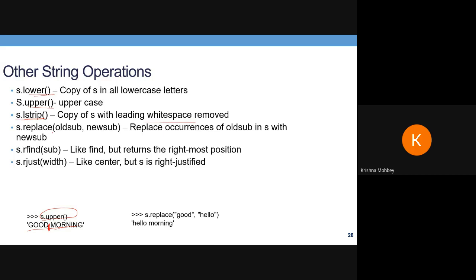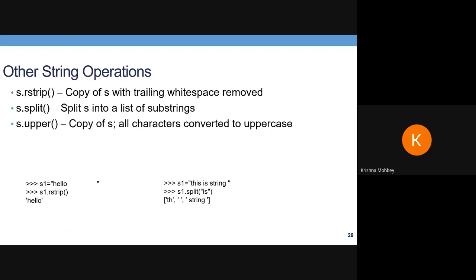We can replace some of the content with new content. Like you can see here, the good and hello we have passed here. So S dot replace good with hello. Instead of good, it is printing hello morning. Then the function is rstrip, a copy of S with trailing white space removed. You can see here, these are the spaces I have given in my message: Hello, then after this, some 10 to 20 spaces. I want to remove all these spaces, so the function is rstrip. S1 dot rstrip, so all these spaces will be removed.